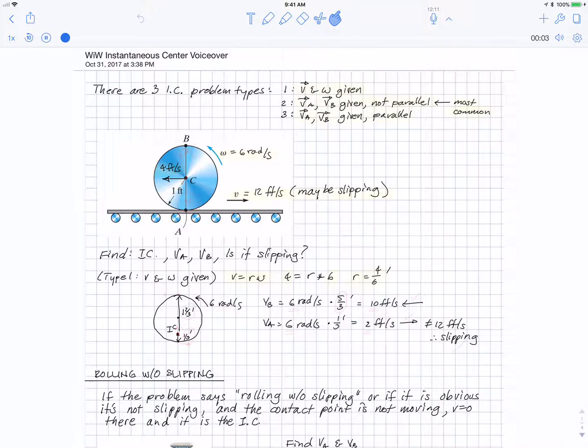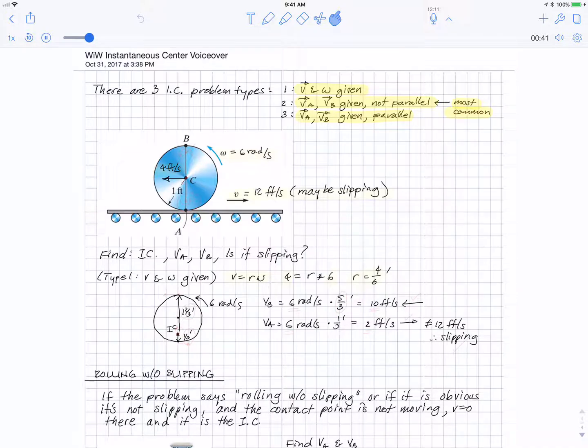So when you do these instantaneous center problems, they fall into three categories. In category one, you're given the velocity and omega, the angular velocity, and you can figure out the instantaneous center from that. In category number two, you're given the velocity of two different points, and these velocities are not parallel. I would say this is the most common type of problem. And the third type is where you're given two velocities at two different points, and they're parallel, and that's a special case. So here is the first example we're going to do.